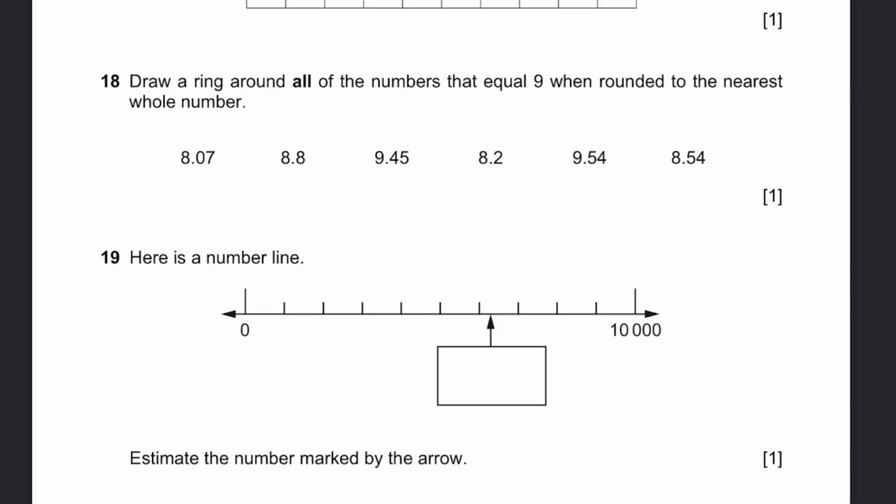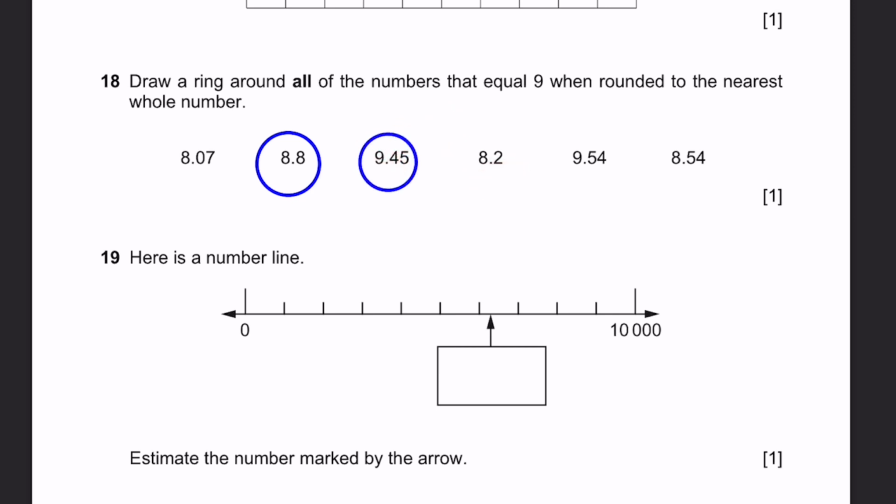Question 18. Draw a ring around all the numbers that round to 9 when rounded to the nearest whole number. 8.07, no, it'll round to 8. 8.8, yes, it'll round to 9 because this is greater than 5. By the way, for 8.07, this one is less than 5, and that's why it won't round to 9. 9.45, this is less than 5, so it'll round to 9.